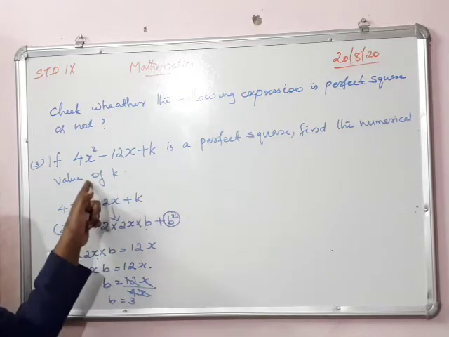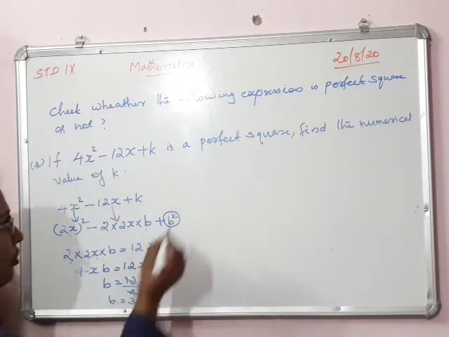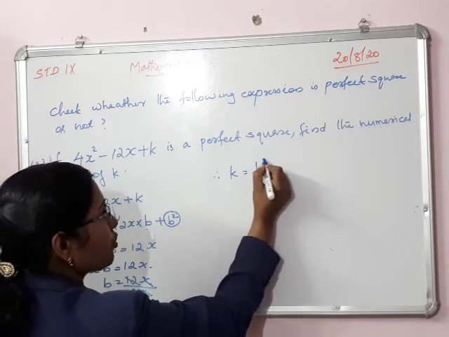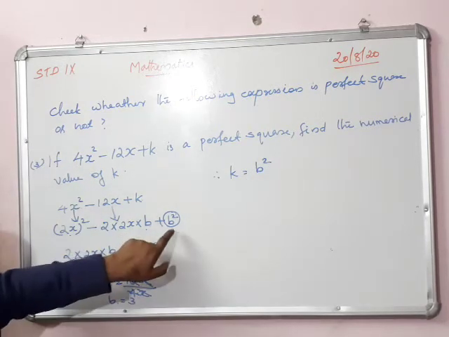Therefore, our question is to find the value of k. Therefore, the value of k is equal to b square. Is it? The last term is b square.